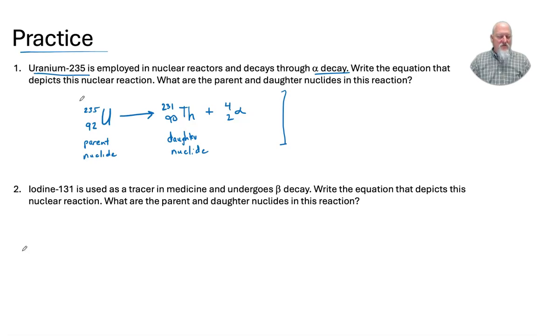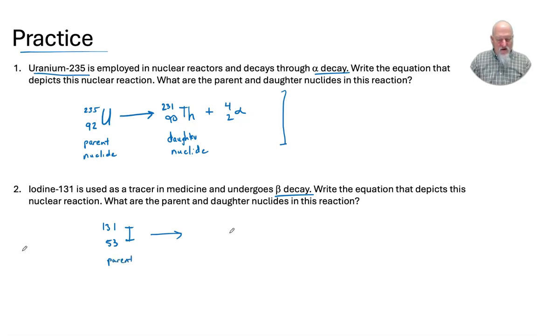All right. The next one is iodine-131, which is used as a tracer in medicine. So we use it for imaging. Typically we use iodine-131 to test for thyroid efficiency. So this nuclide, or radioactive isotope, goes through a beta decay. So let's write its equation. Iodine-131, and iodine's atomic number is 53. Okay, so that's the parent nuclide. That's the one we're starting with.